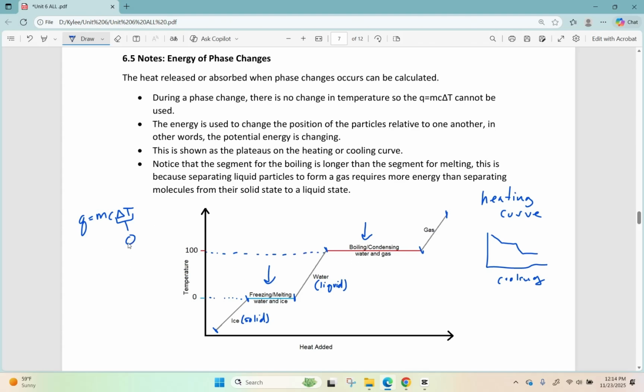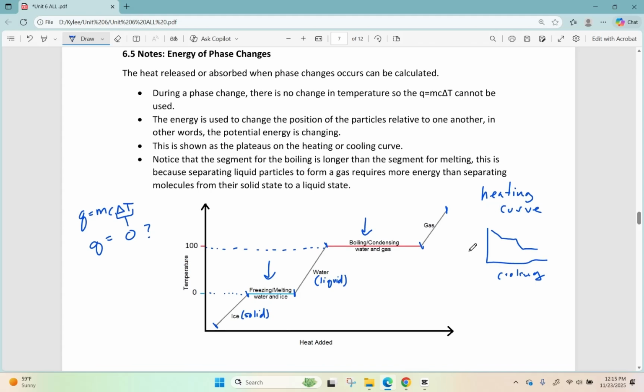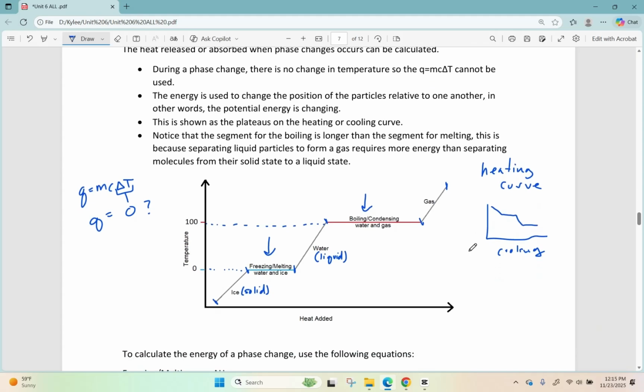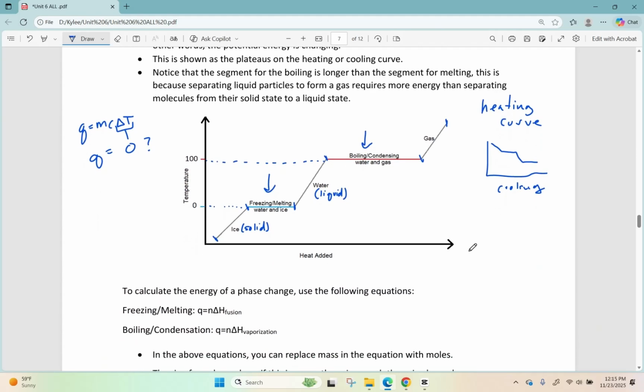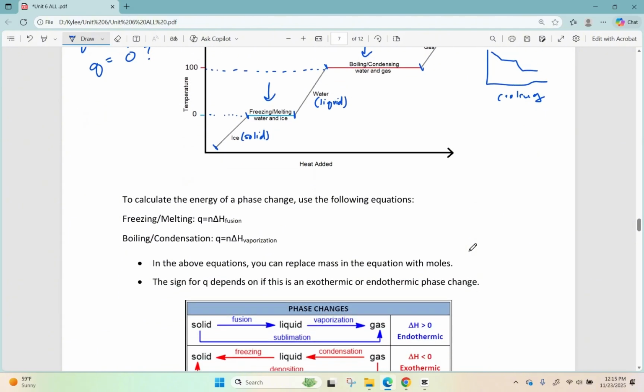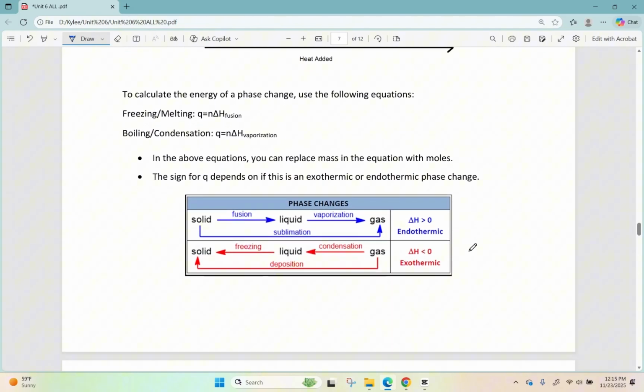So if there's no change in temperature, that means Q equals 0? That should not make sense because we know that it takes energy to melt things and it takes energy to boil things. So how can Q equal 0? Well, it does not equal 0. And one of the things we need to do when we do a phase change is to use a different equation. Here we have the phase change equation.